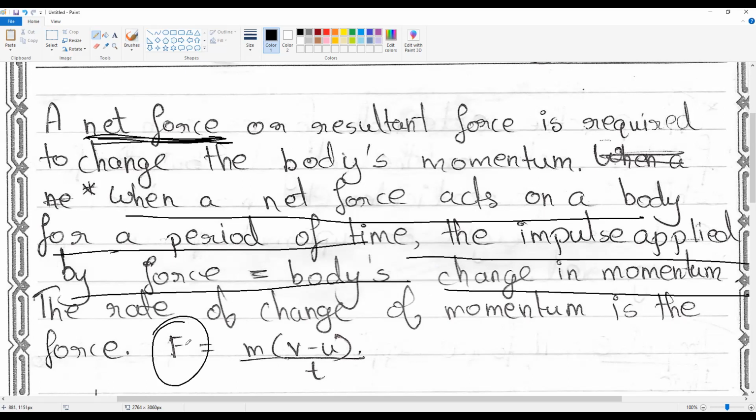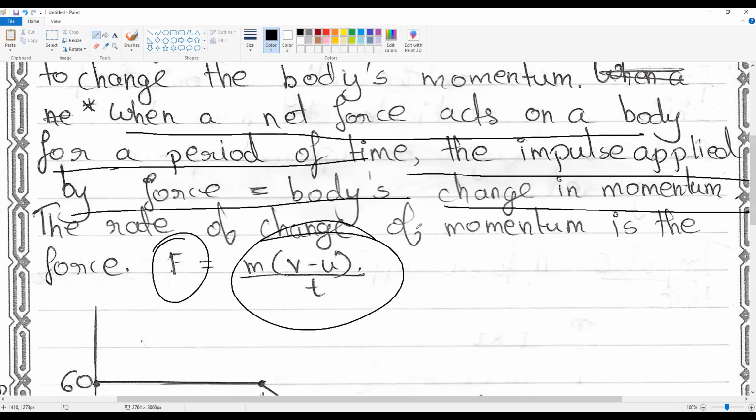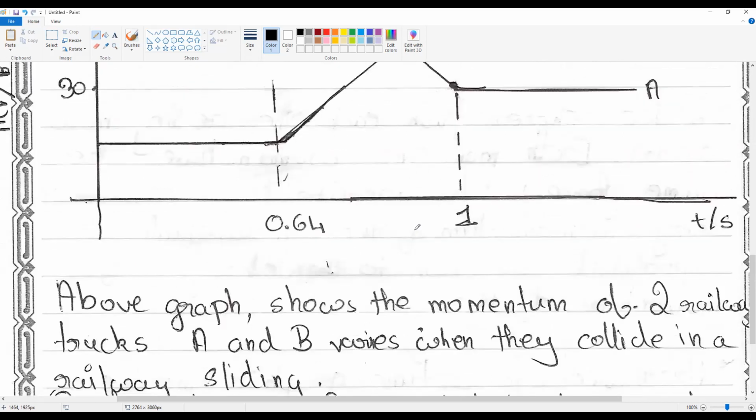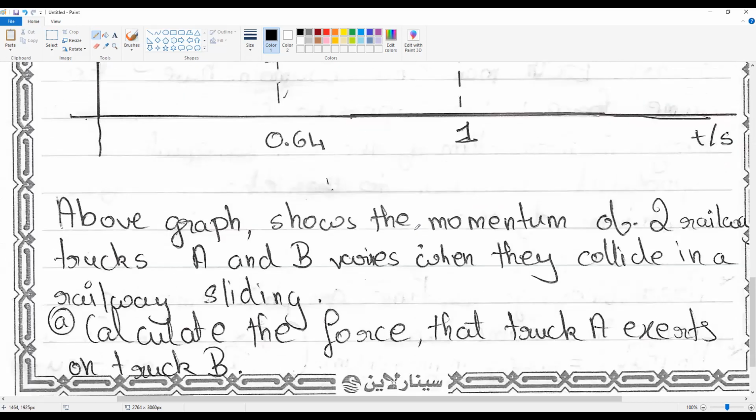So force is equal to rate of change of momentum. You guys know this. Now let me do this sum with you all. In this sum, what did they give? They give the above graph, which shows how the momentum of two railway trucks, A and B, varies when they collide in a railway siding.